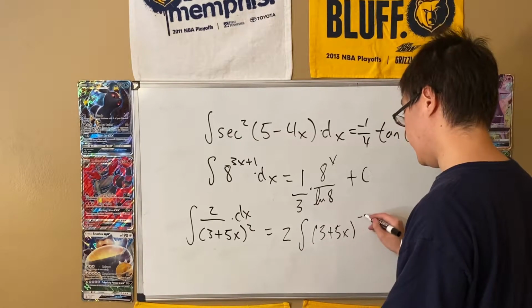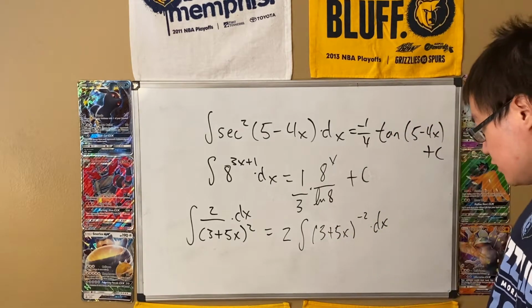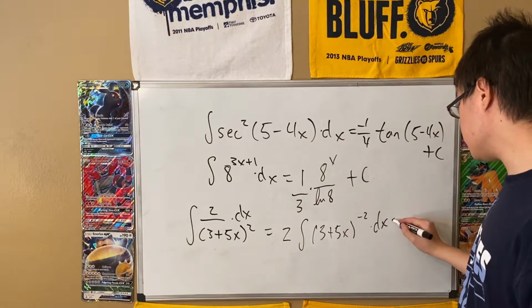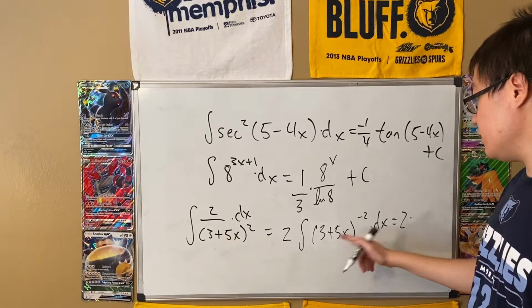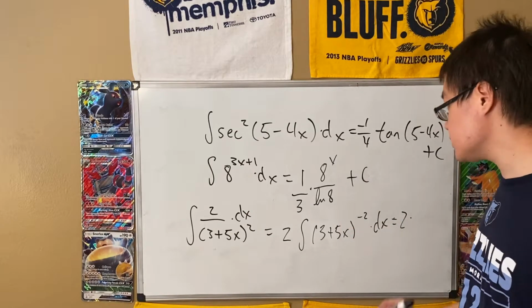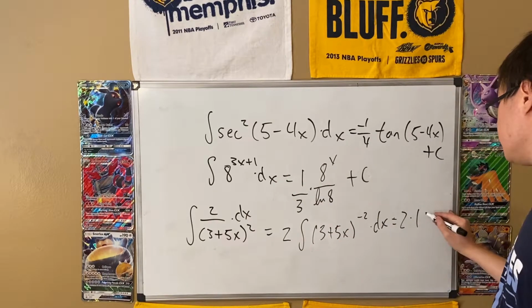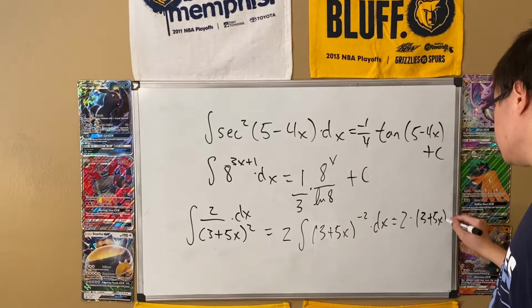But I am going to change the exponent because it will allow me to take this integral a little bit more easily because of the power rule. So this is going to be 2. And then just treating this as if it's just one thing because the inside function is so simple. It's just a line. And how do you do the power rule? You add 1 and flip. So it's going to be 3 plus 5x to the -1.